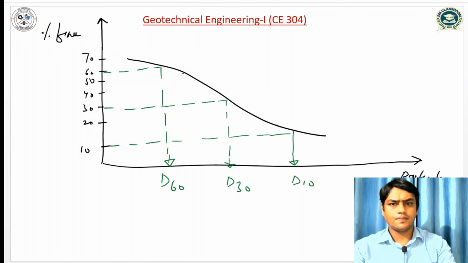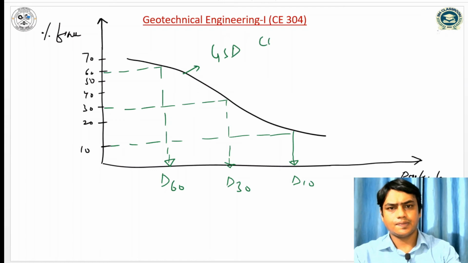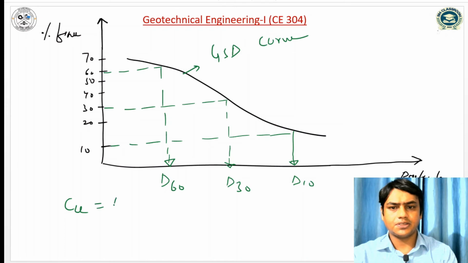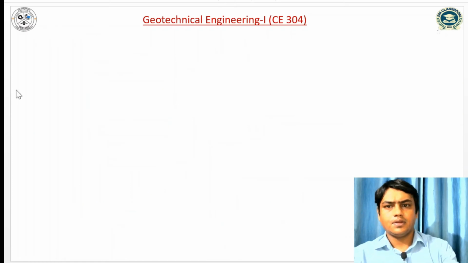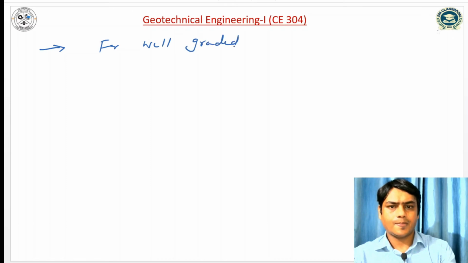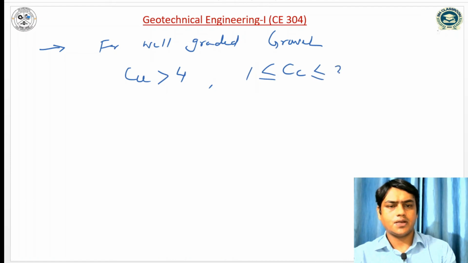This is called GSD curve. And once we have computed the value of D10, D30 and D60, the coefficient of uniformity can be computed as D60 by D10, and coefficient of curvature is equal to D30 square by D60 into D10. Once we have computed the coefficient of uniformity and coefficient of curvature, for well graded gravel, the coefficient of uniformity is greater than 4 and coefficient of curvature lies between 1 and 3.